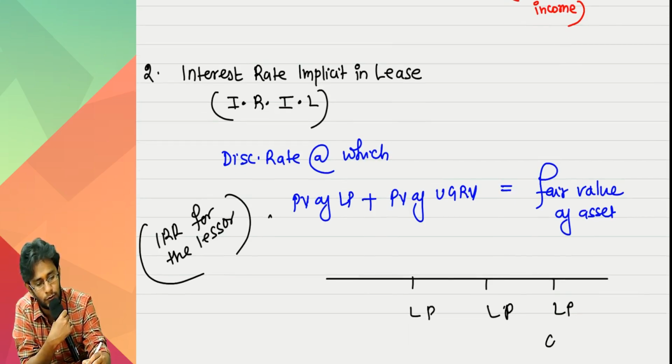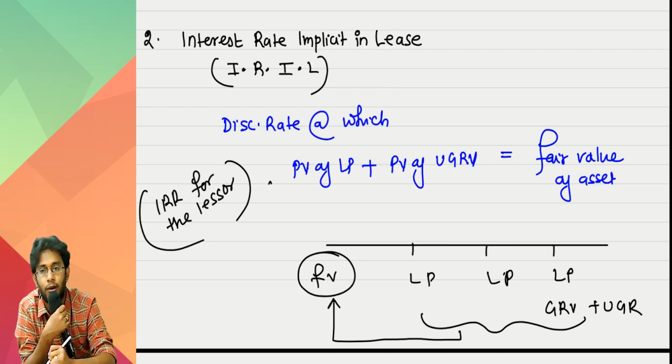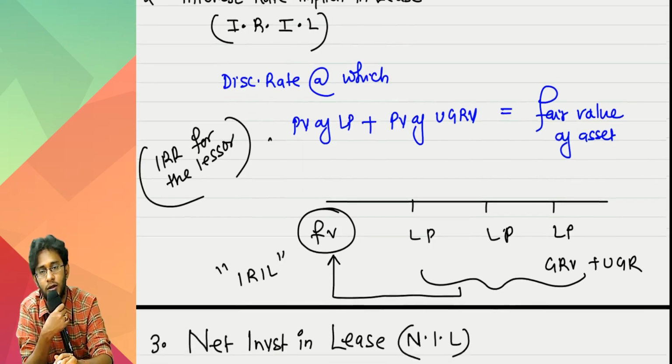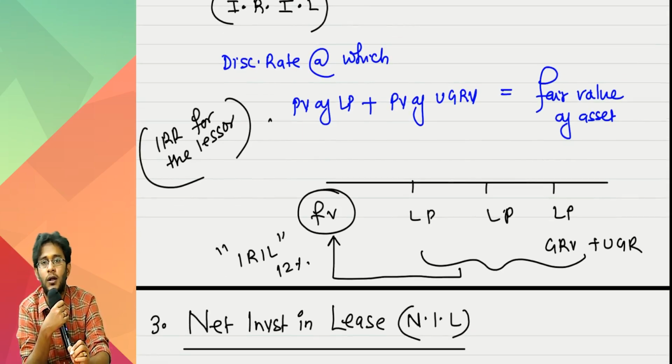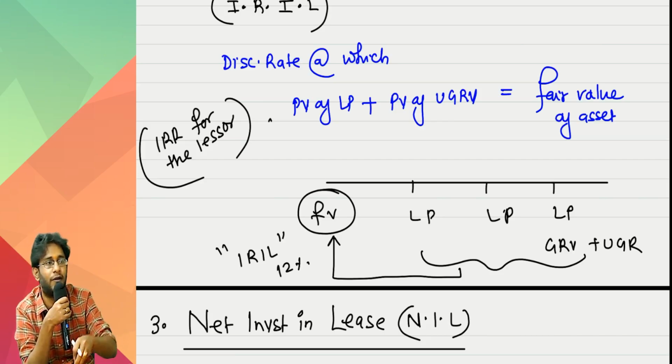Same lease payments only, plus UGRV, in such a way that you equated it to the fair value of the asset. This discounting rate only is IRIL. Correct, no sir? Suppose you got a rate of 12%. So at 12%, if I discount all my future cash inflows, it will become equal to my fair value of the asset today.